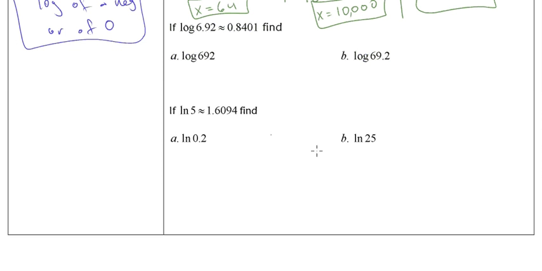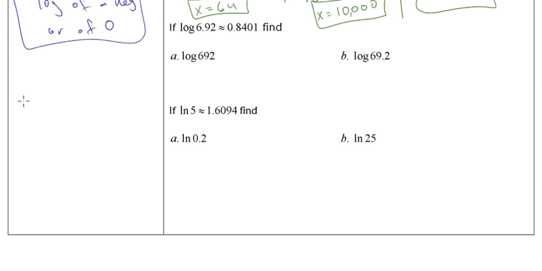All right, last few problems with this section of logarithms. So we're given that the common log, so log base 10 of 6.92, is roughly equal to 0.8401. And just looking at it at first, I'm sure that kind of makes you go, well, what? And so let's look at what that is actually saying.